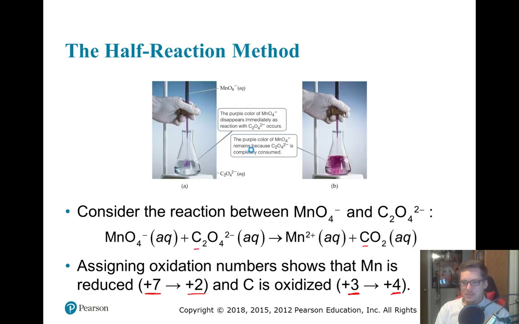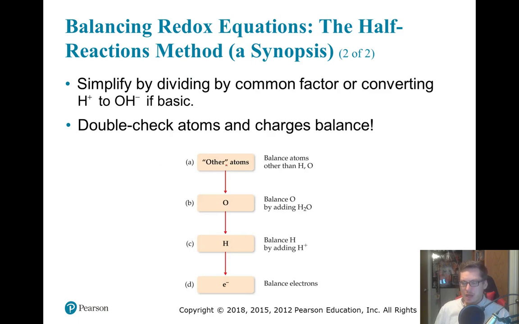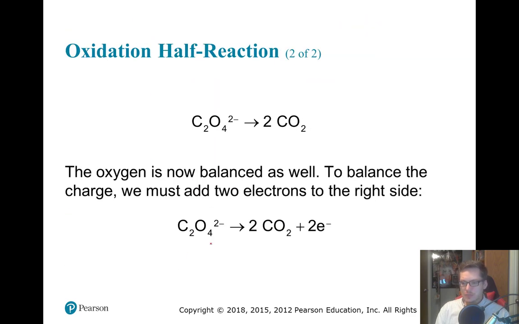Because the next step on here is we balance the other atoms, then we balance oxygen, then we balance hydrogen. But there's no oxygen or hydrogen to balance. So now we jump straight to the electrons. Now, how do we balance the electrons?